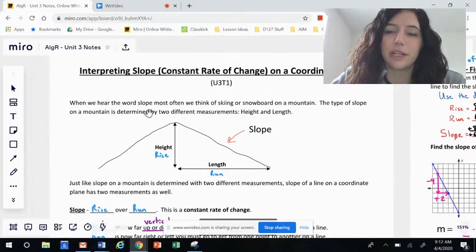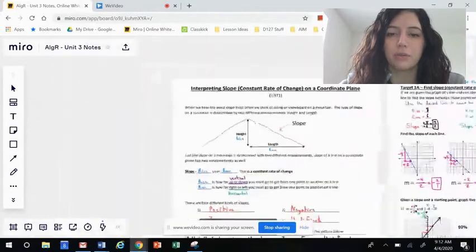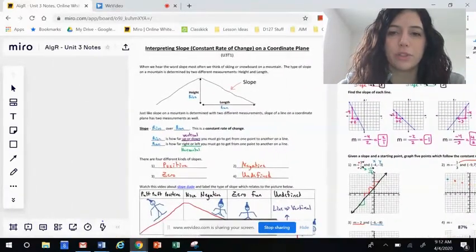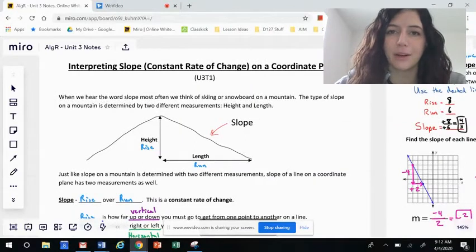So we are going to be working out of this note packet. You should have this note packet from before you left for the big break. At the top it says interpreting slope, constant rate of change on a coordinate plane. It's a green packet, unit 3, target 1. It's where we started working with slope, okay? So that's the packet that we're going to be working out of today. All right, so go ahead and get that out and we will get started.